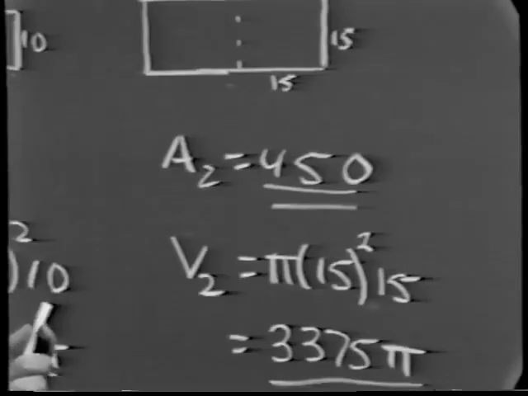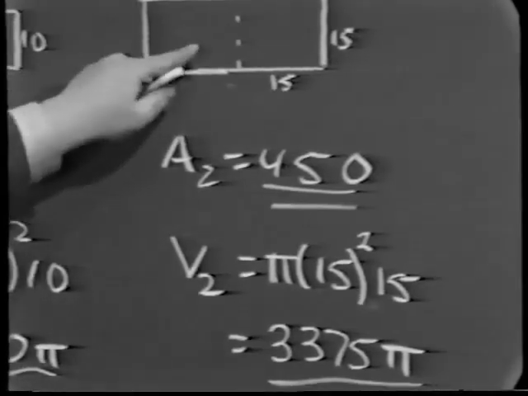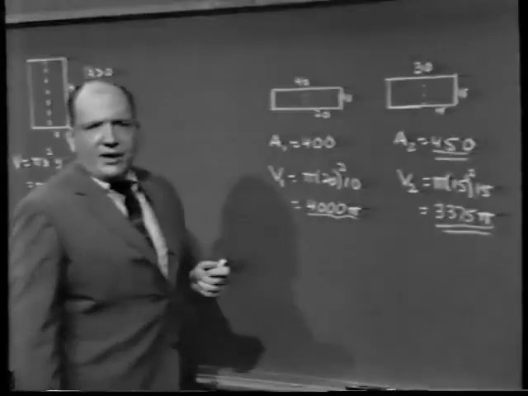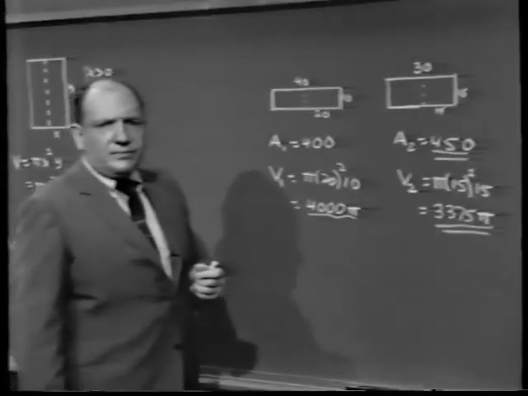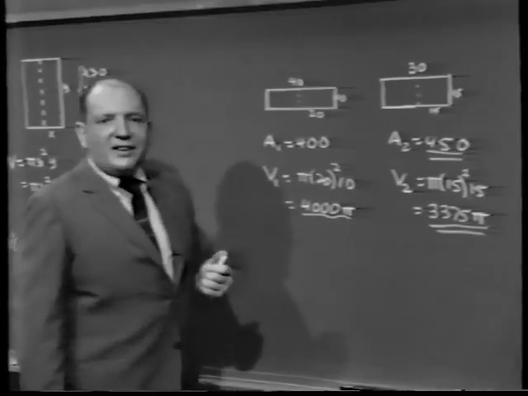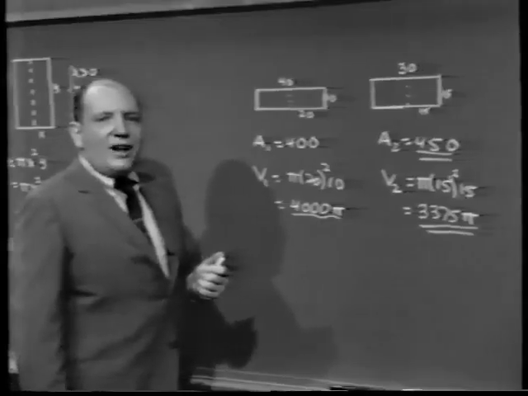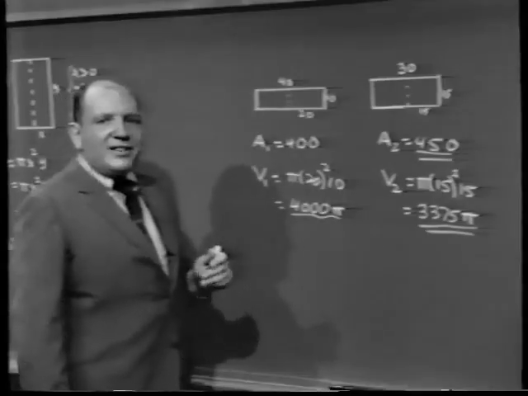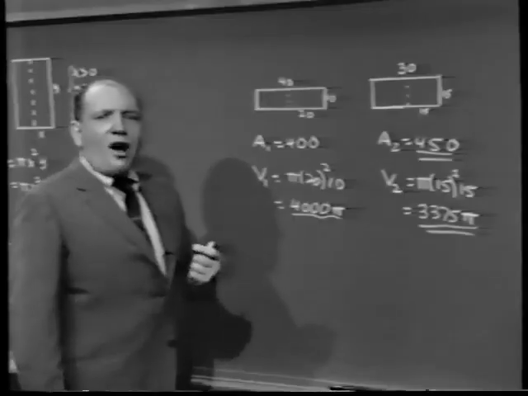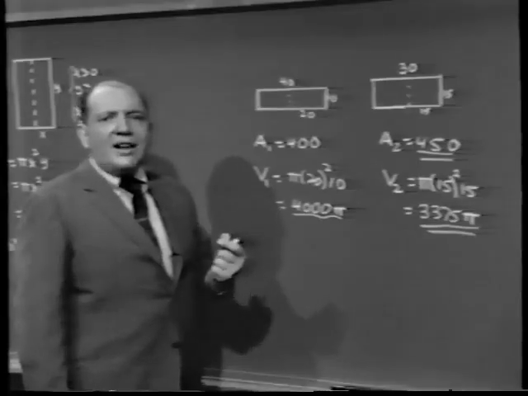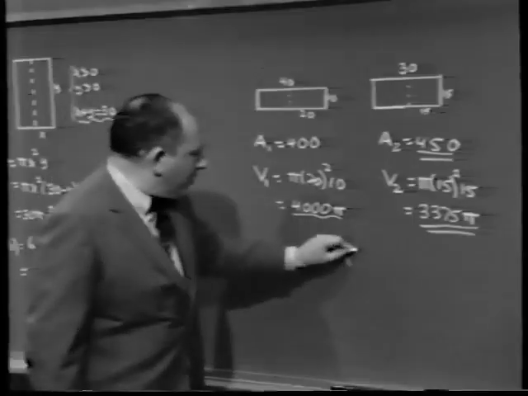The interesting result here is what? The area of this rectangle is greater than the area of this rectangle. In fact, the area of the second rectangle was 450. The area of the first rectangle was only 400. But notice that when you revolve this thing to form the cylinder, the smaller cross-sectional area generates the larger volume. And the reason, of course, for that is that the relationship in our variables was not linear.